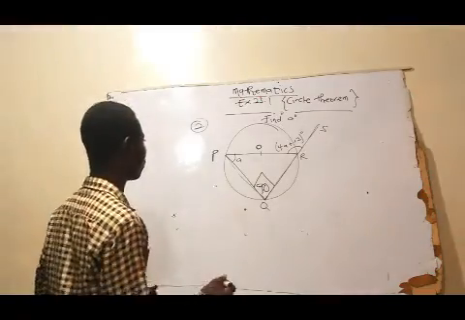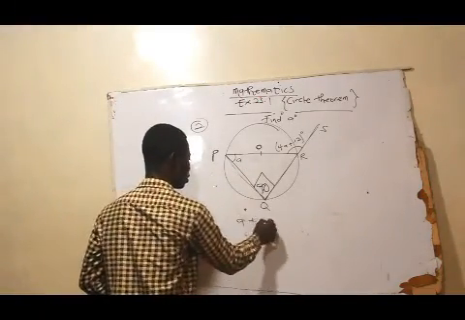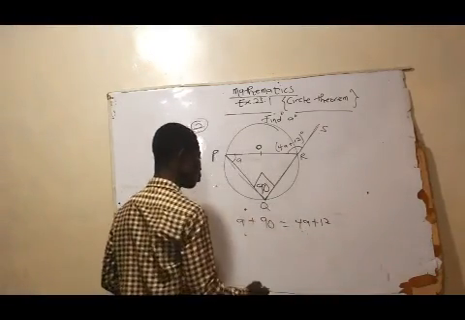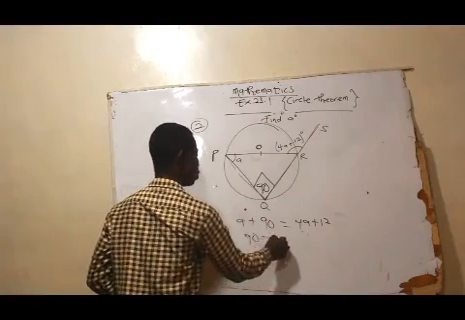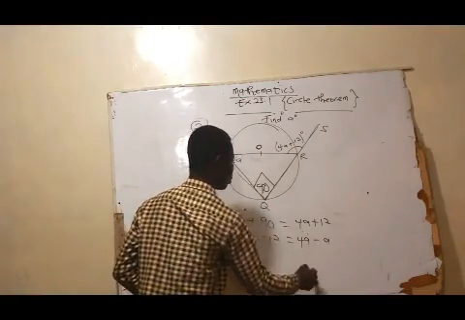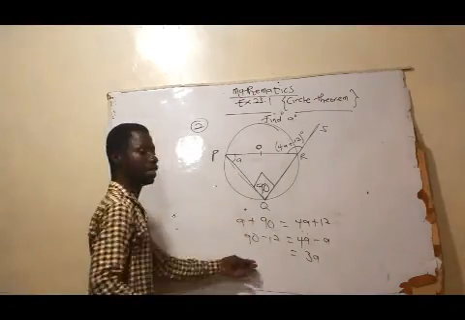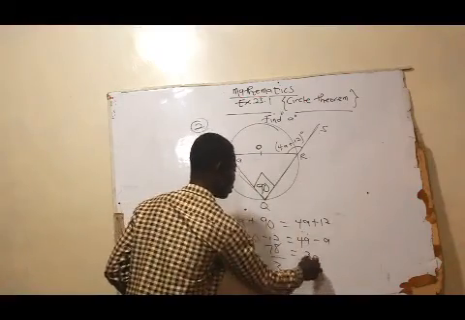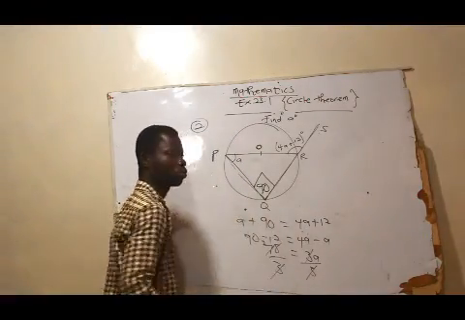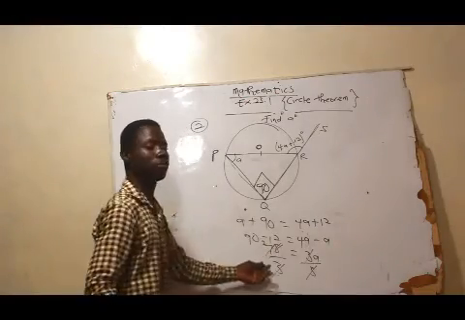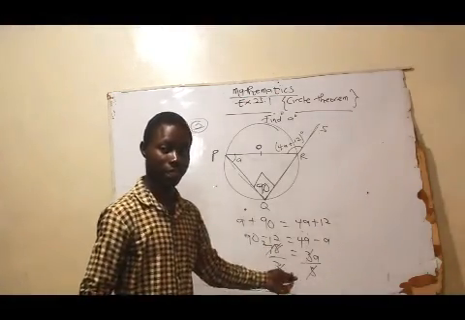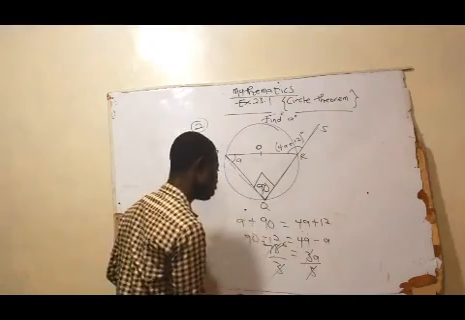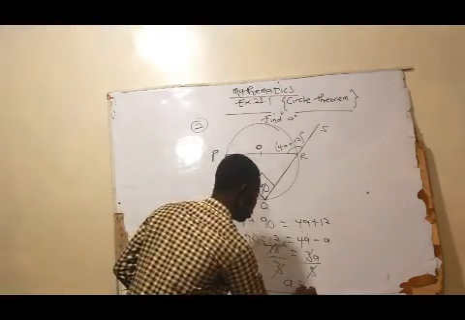So we have A plus 90 degrees equals 4A plus 12. So 90 minus 12 equals 4A minus A, which gives me 3A. Then 90 minus 12 gives me 78. Dividing both sides by 3, 3 goes into 7 twice, then 3 goes into 18 six times. So A gives me 26.